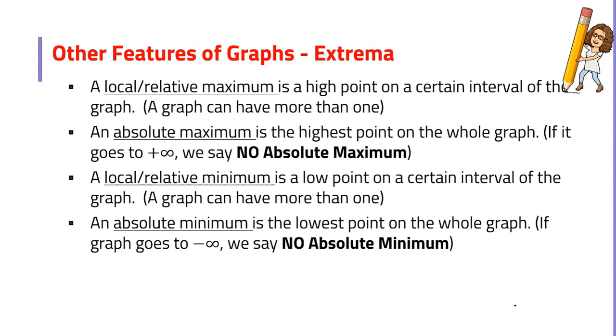An absolute maximum is the highest point on the whole graph. If it goes to positive infinity, we're going to say there's no absolute maximum. The absolute maximum is basically like the highest mountain in the range, if you want to consider it that way.